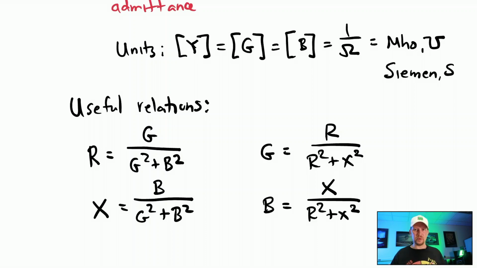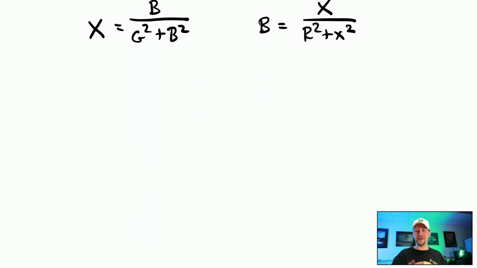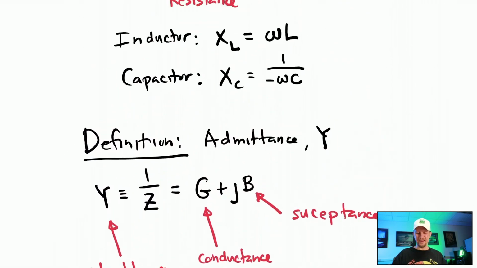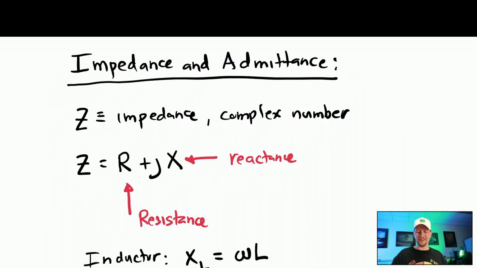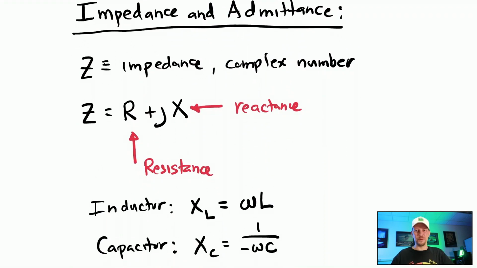It should be a relatively simple matter to derive these relationships if you use some complex algebra and a little bit of trigonometry. This is all I have for you guys for this section. And again, these are definitions that will serve you well, so it's a good idea to keep these memorized.